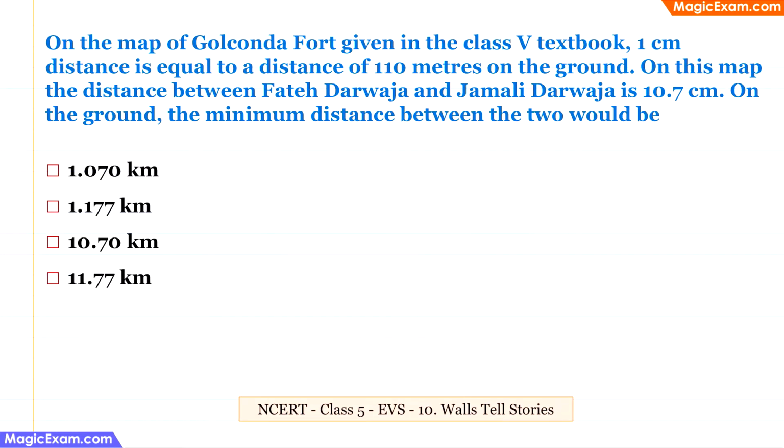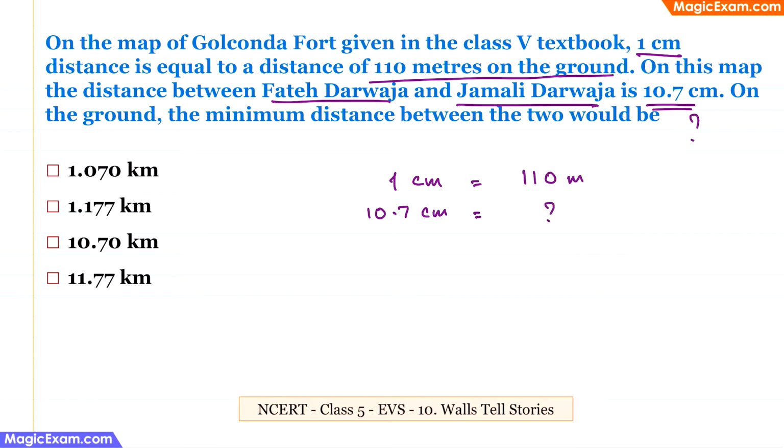On the map of Golconda Fort given in class 5 textbook, 1 centimeter is equal to a distance of 110 meters on the ground. On this map, the distance between Fateh Darwaja and Jamali Darwaja is 10.7 centimeter. On the ground, the minimum distance between these two would be what? Now, here it's a very simple problem because they have mentioned that 1 centimeter in the map is equal to 110 meters on the ground. Now, they are asking us if the distance between 2 points is 10.7 centimeter on the map, what would be the distance on the ground?